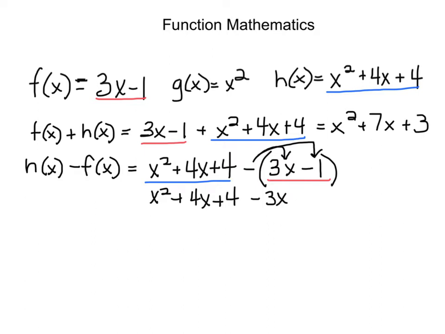Distribute the negative. And now I'm going to combine like terms. I have an x squared, 4x minus 3x is 1x, and 4 plus 1 is 5.